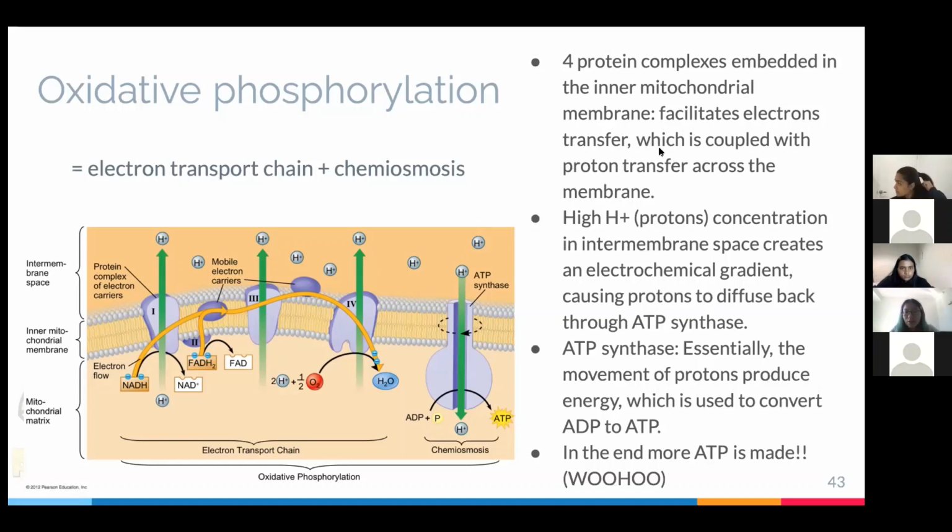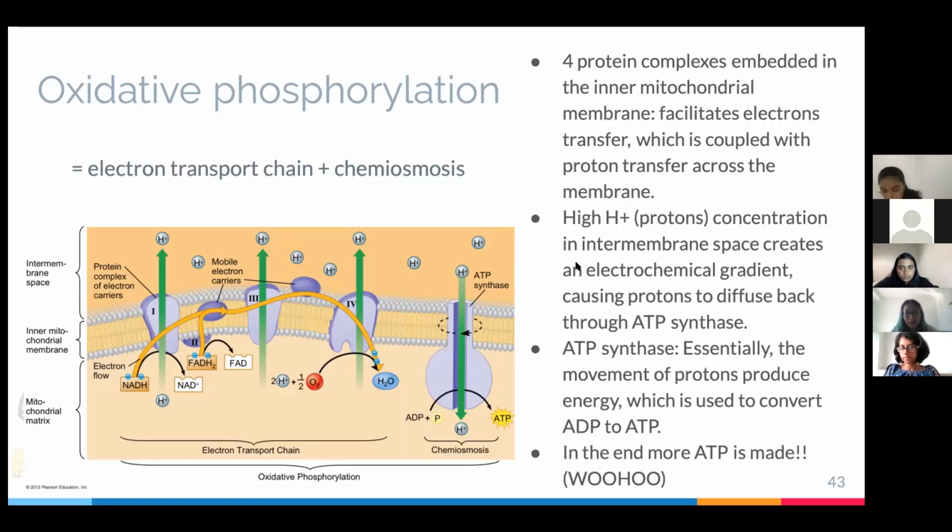this electron transfer is coupled with proton transfer across the membrane. So you see the H+, they are transferred from inside of the mitochondria to the intermembrane space. And because of this transfer of protons into the intermembrane space, there will be a high concentration of protons and also a very high positive charge. So that creates what's called an electrochemical gradient.